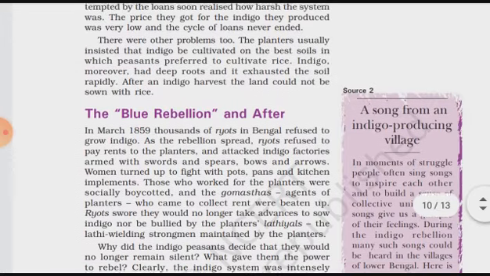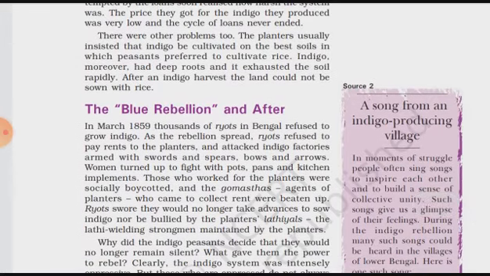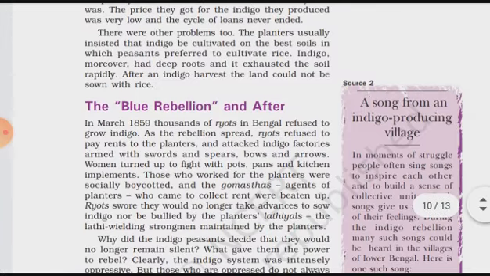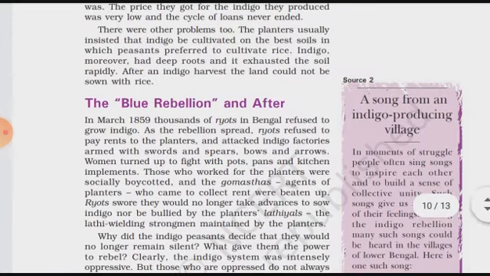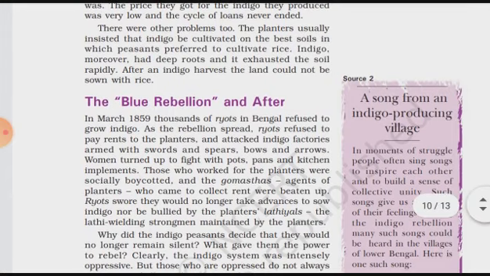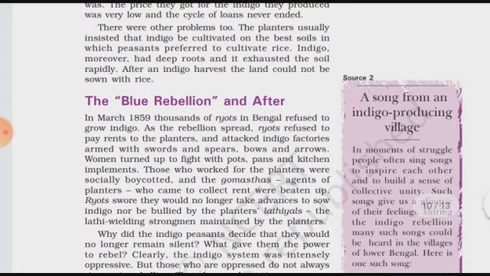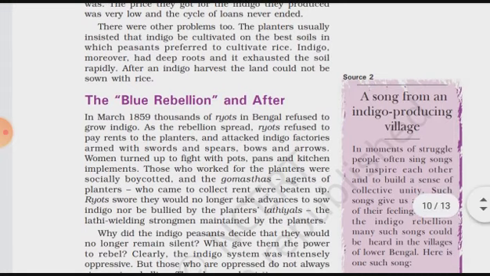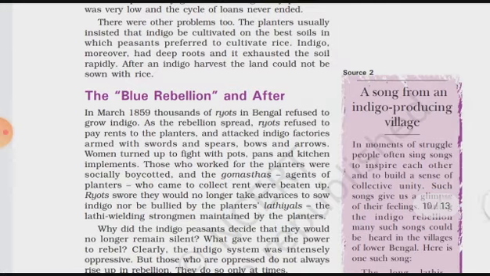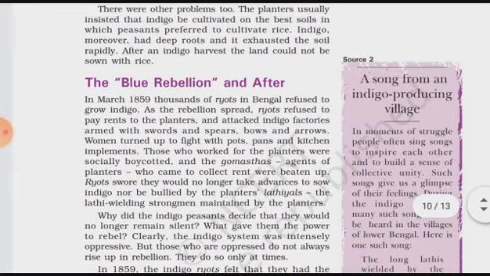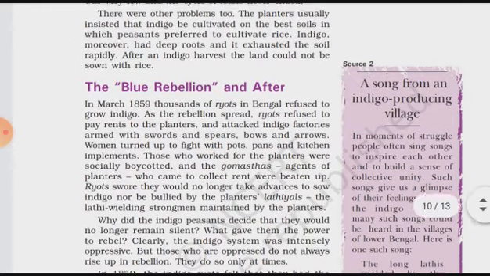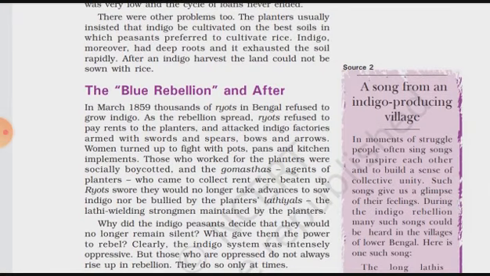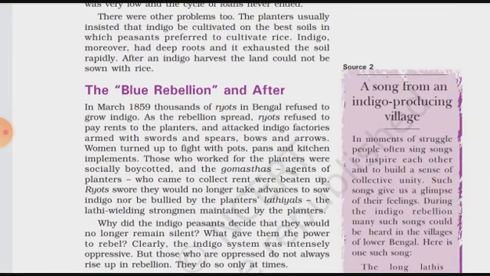Then there were other problems too which were faced by the peasants. The planters usually insisted that indigo be cultivated on the best soil, in which peasants preferred to cultivate rice. So the planters forced these farmers to grow indigo on the best fertile soil, where the farmers wanted to cultivate rice. Indigo, moreover, had deep roots and it exhausted the soil rapidly. Whatever fertility was in the soil was totally exhausted by these roots of indigo.